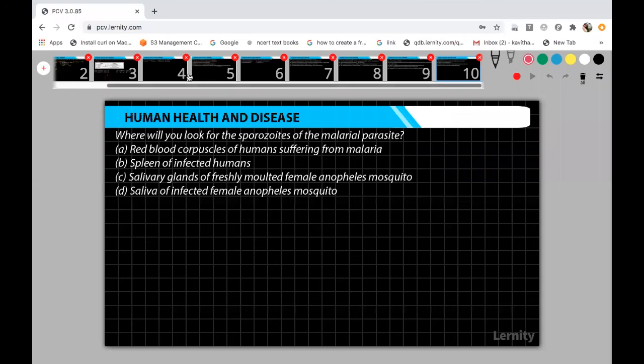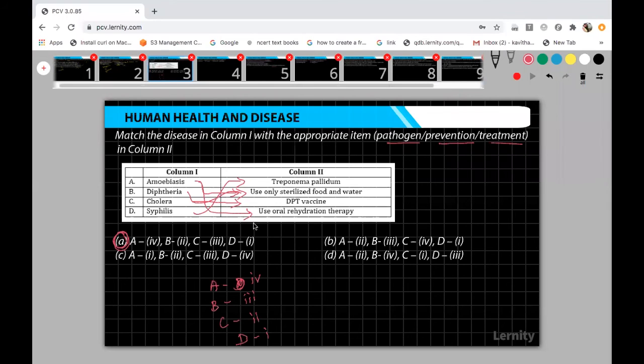Finished? Yeah, about this question, some students are asking me a doubt. See, actually, with amoebiasis you will have dysentery, right? In dysentery, there will be severe dehydration and you can go for oral rehydration therapy. At the same time, in cholera also, rice water stool will be there, and for that also they will give oral rehydration therapy. So, if you go for the option like this, A is only sterilized food and water, because that organism will be present in the contaminated food and water.